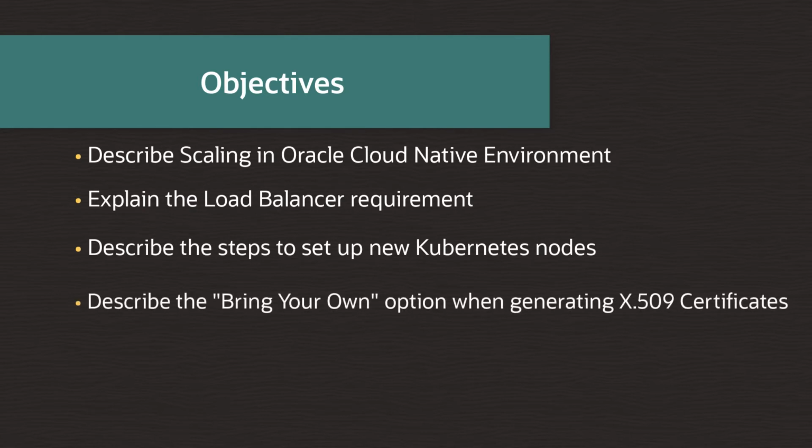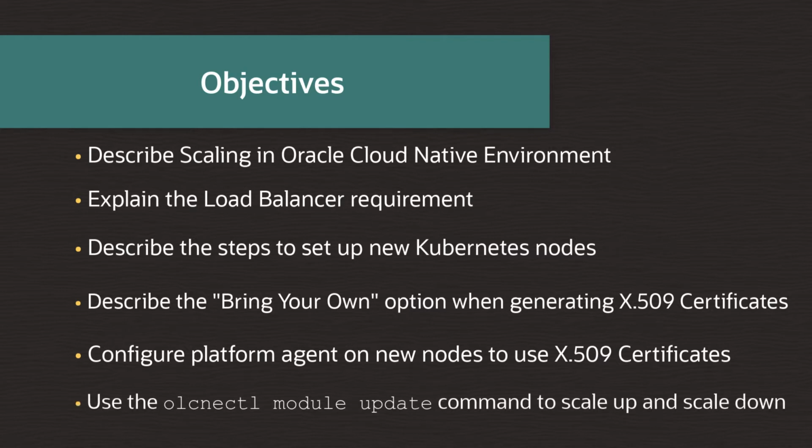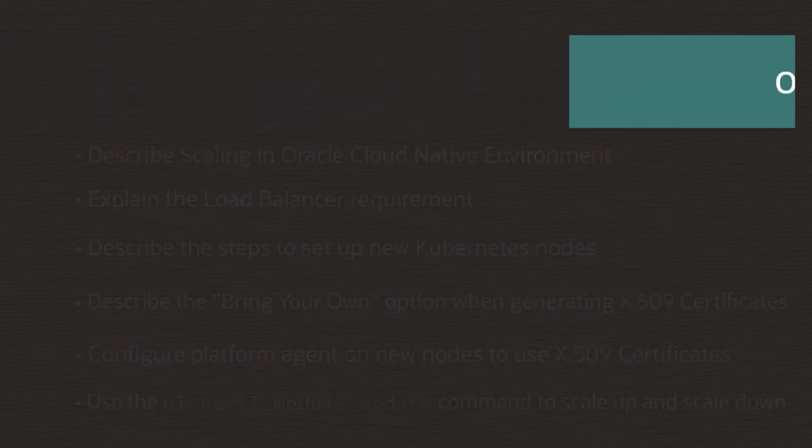We'll describe the bring your own option when generating X.509 certificates for new nodes. We'll configure the platform agent on new nodes to use X.509 certificates. And finally, we'll demonstrate using the olcne-ctl module update command to scale up and scale down.